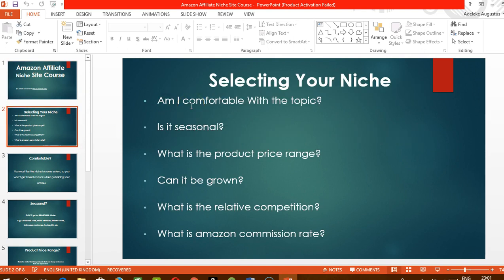So in selecting a niche for your site, you want to answer six basic questions. Number one, are you comfortable with the topic? Number two, is it seasonal? Number three, what is the product price range? Number four, can it be grown? Can the site be grown beyond this particular niche? Number five, what is the relative competition? Number six, what is the Amazon commission rate for that particular niche?